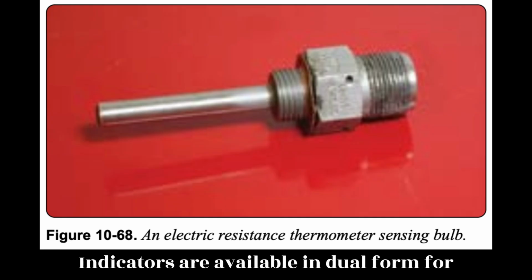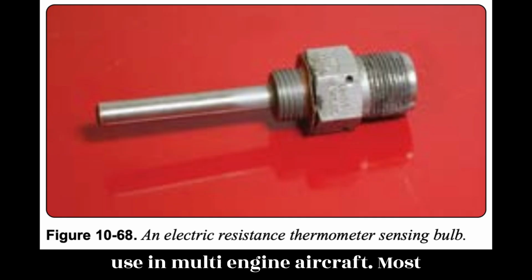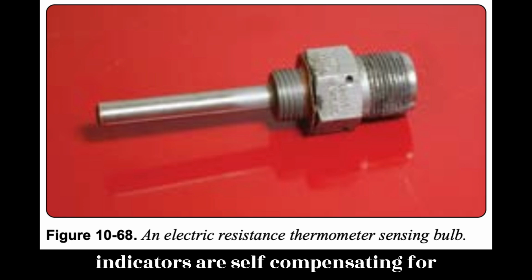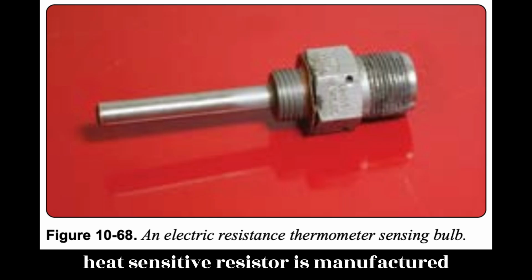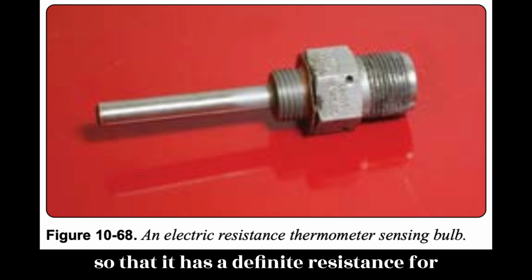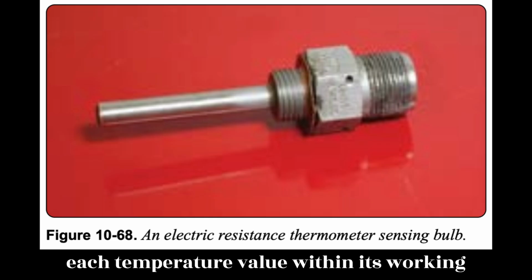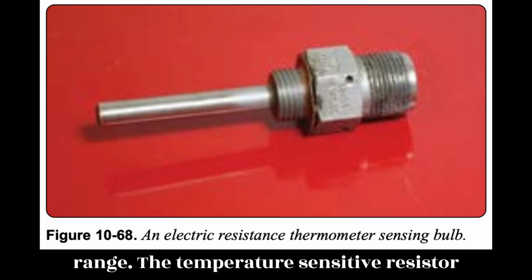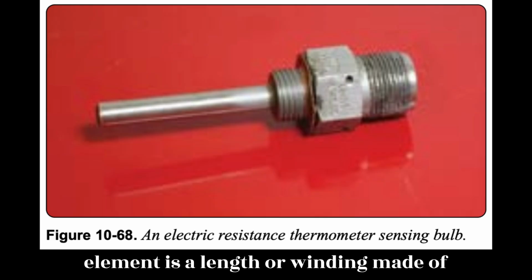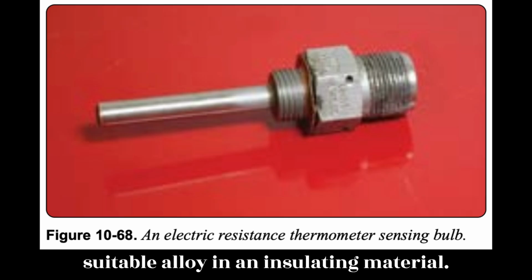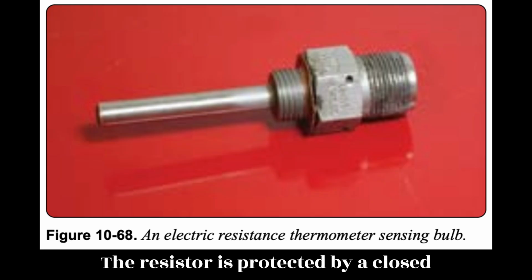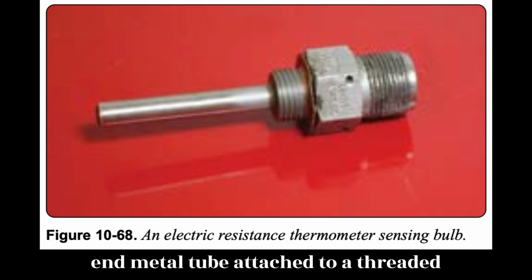Indicators are available in dual form for use in multi-engine aircraft. Most indicators are self-compensating for changes in flight deck temperature. The heat-sensitive resistor is manufactured so that it has a definite resistance for each temperature value within its working range. The temperature-sensitive resistor element is a length or winding made of a nickel/manganese wire or other suitable alloy in an insulating material. The resistor is protected by a closed-end metal tube attached to a threaded plug with a hexagonal head.